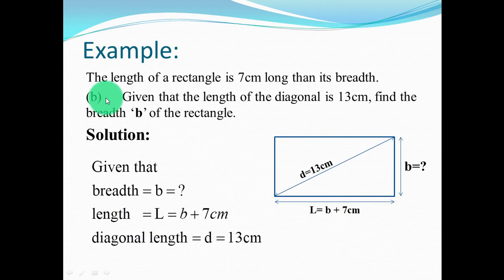Another example, the second part of this example, which states that given that the length of the diagonal is 13 centimeters, find the breadth b of the rectangle.